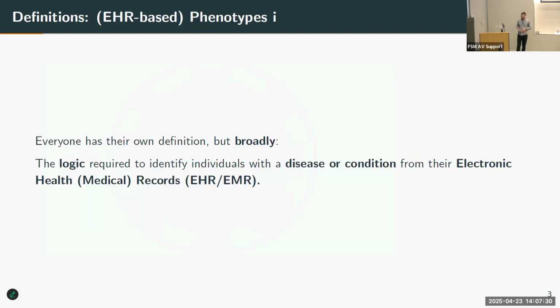Okay. But continuing with definitions, I know there's a lot of people working in this space in the room, so I don't want to cause any upset, but I'm going to try and succinctly summarize what EHR-based phenotyping is in a single sentence, which is tricky. I've given a little disclaimer there that this is just my take for this context. So we have my work. Part of it is EHR-based phenotyping. What is it? Well, broadly, I would say it's the logic required to identify individuals with a disease or condition from their electronic health/medical records.